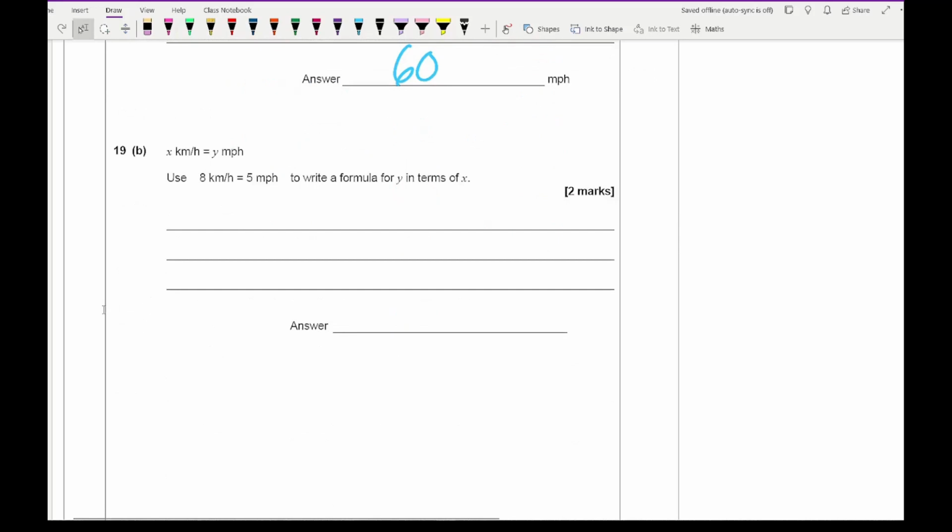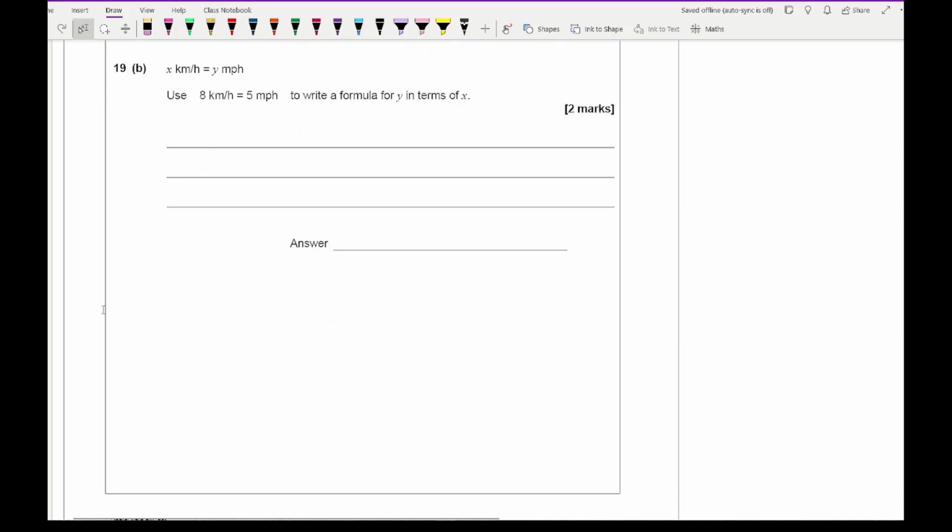For question 19b, it says x kilometers per hour equals y miles per hour. Use 8 kilometers per hour equals 5 miles per hour to write a formula for y. So for this, we need to convert the ratios, and cross multiply. That gives 5x equals 8y. We then want to make y the subject, so I take the 8 over, so y equals 5x over 8.